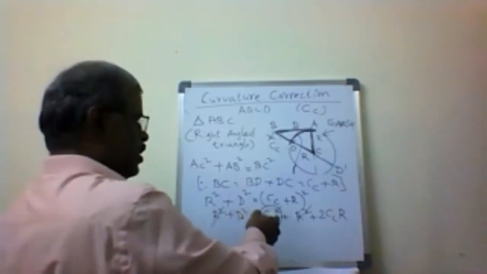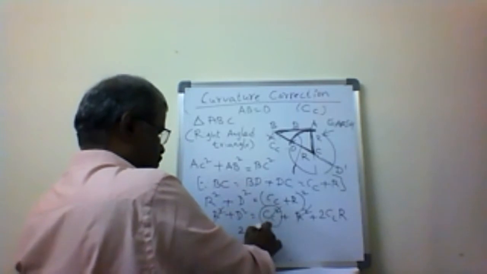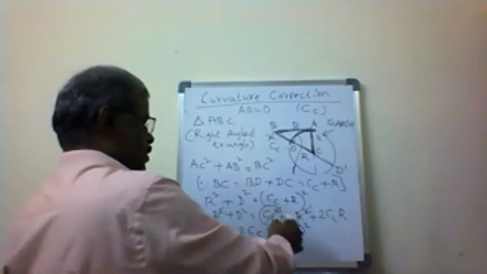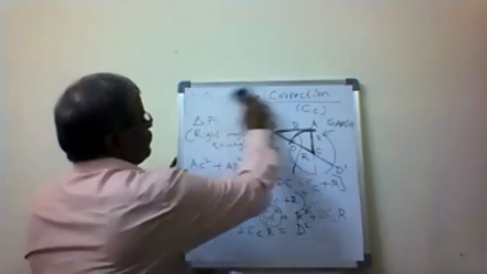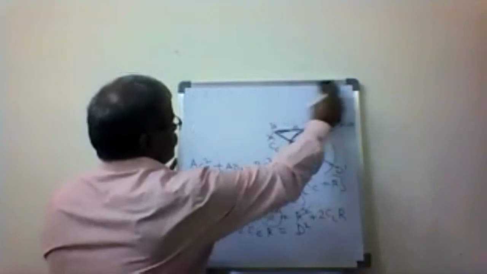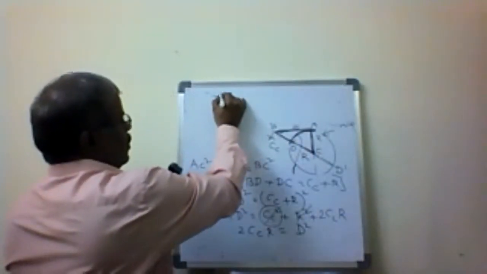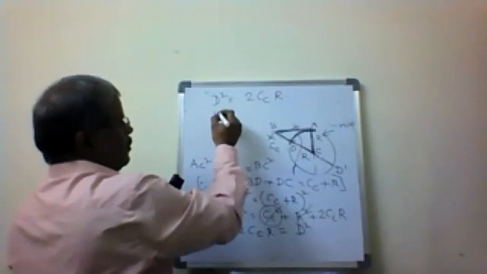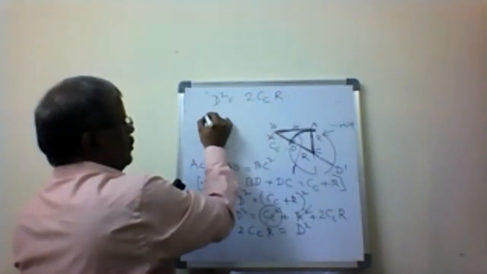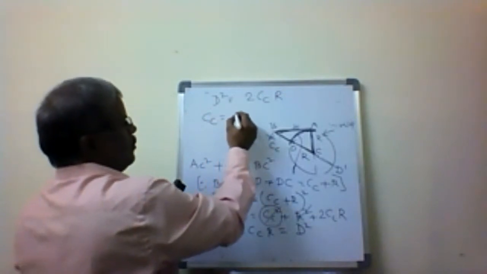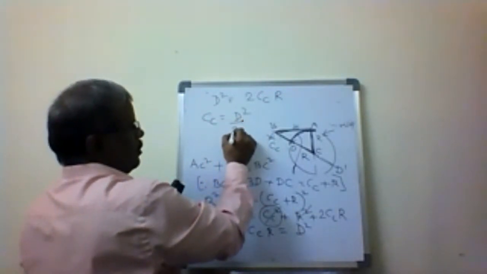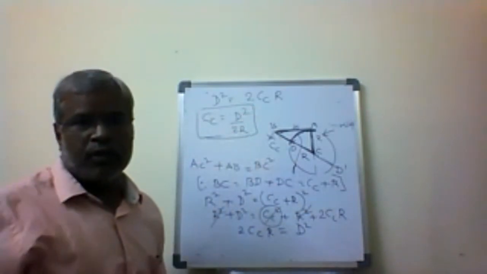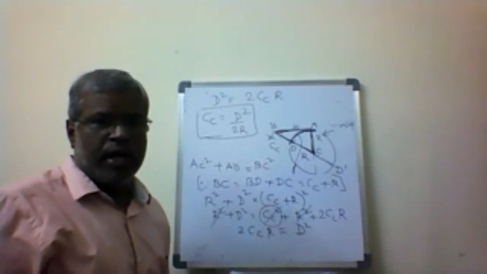So finally, 2CCR equals D square. So D square equals 2 times CC into R, then CC equals D square by 2R. So this is the expression for the coefficient of curvature, how much has to be subtracted.